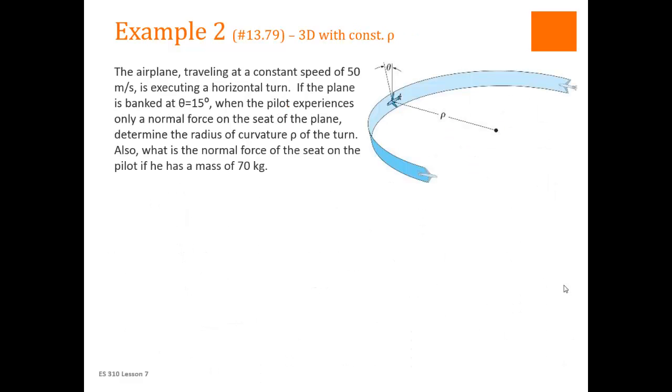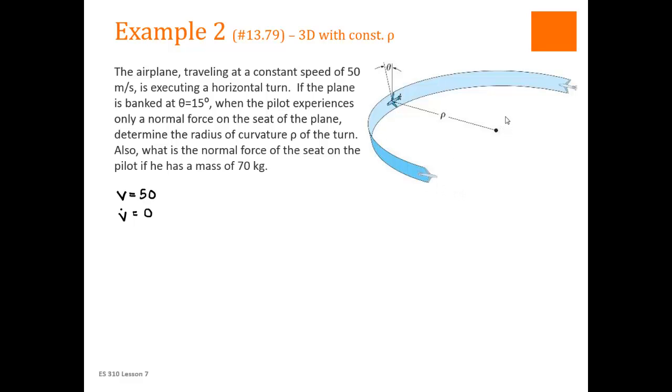Let's take another example where we move into 3D and we use that equation, the B direction, the perpendicular direction. So we've got an airplane, and as you know, when an airplane turns, it dips its wing one direction, right? So it dips its wing into the turn, and that's what allows it to make its turn. So this airplane is traveling at a constant speed of 50 meters per second. So v is 50, and it's constant, so v dot is 0. And it's making a horizontal turn.